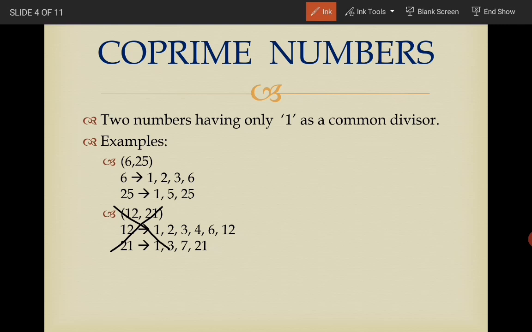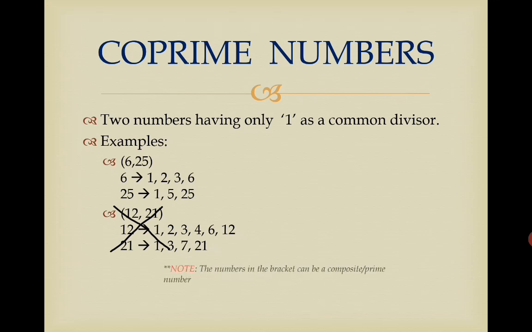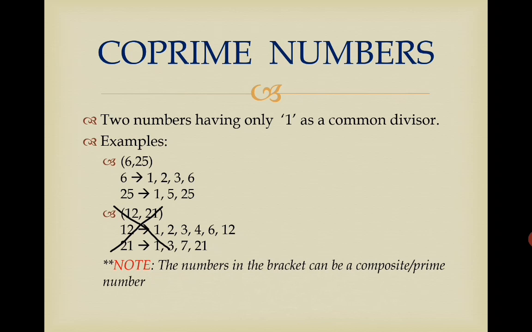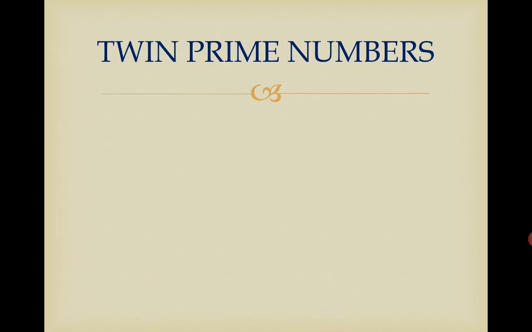Moving forward, always remember that the numbers in the bracket can be composite numbers or prime numbers. That means when we have to find whether the pair is co-prime or not, don't think that the numbers in the bracket have to be prime to be co-prime. No, you can see 6 and 25 are both composite numbers, but together they are co-prime numbers.